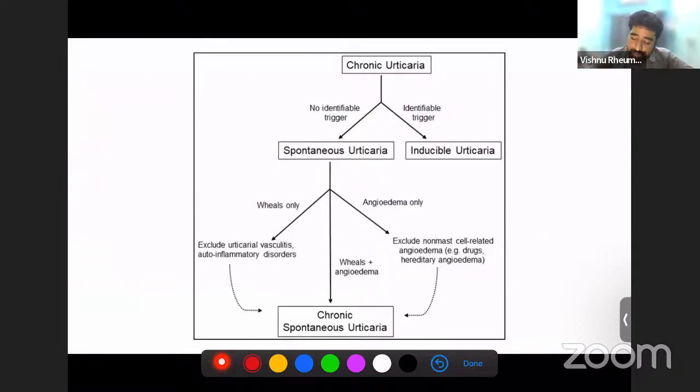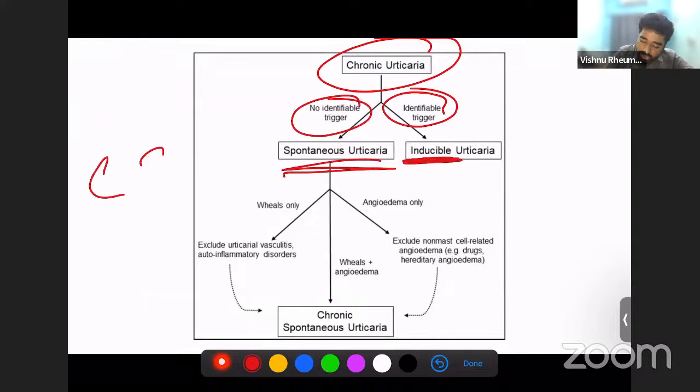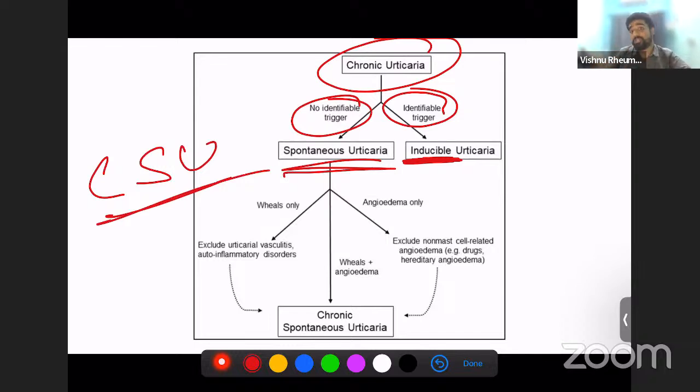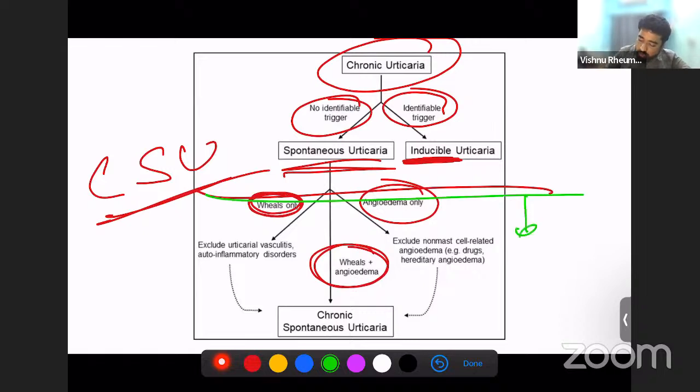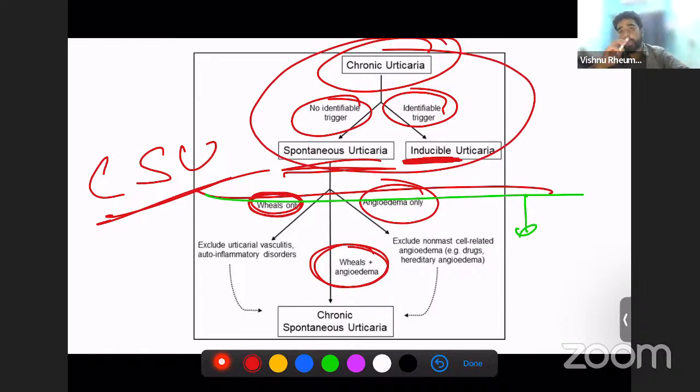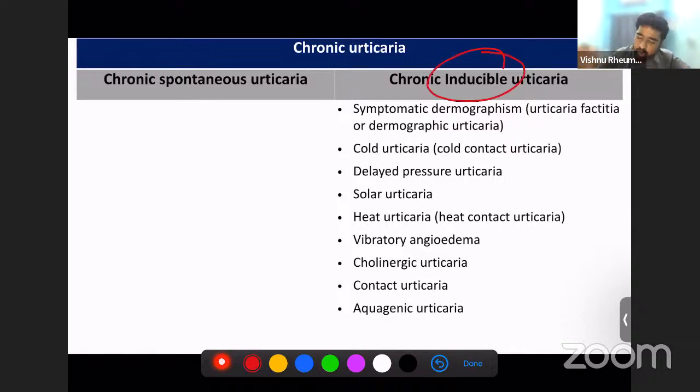That can also cause your acute spontaneous urticaria. While chronic urticaria can either be inducible, where there is an identified trigger, or chronic spontaneous urticaria, which is referred. And that is also divided by whether there are wheals plus angioedema, or angioedema only. This portion we will come to later. For now, you just remember chronic urticaria is chronic inducible or spontaneous. Inducible, we know, can be solar, it can be because of exercise like cholinergic urticaria, temperature changes like cold, pressure, vibration, contact, aquagenic, just water. All of these can lead to chronic inducible urticaria.